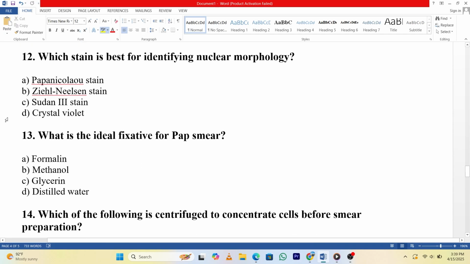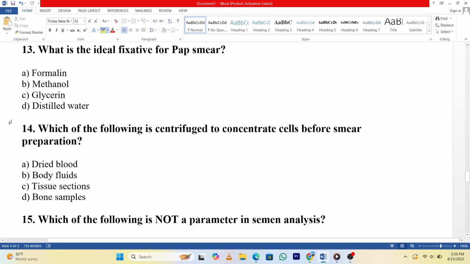12. Which stain is best for identifying nuclear morphology? A. Papanicolaou stain. B. Ziehl-Neelsen stain. C. Sudan 3 stain. D. Crystal violet. Answer, A. 13. What is the ideal fixative for pap smear? A. Formalin. B. Methanol. C. Glycerin. D. Distilled water. Answer, B.